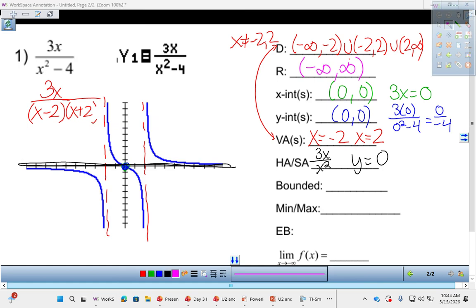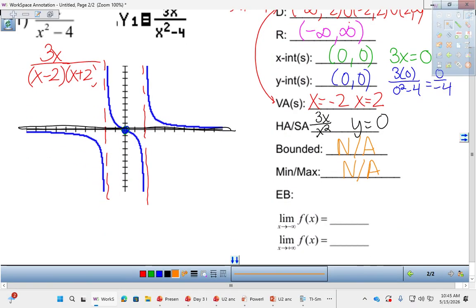There's no U-shapes here. So there's no boundedness. I would need an absolute min or max, and I need a U-shape for that. So there are none of either of those. The HA and the end behavior are a pair. So if the HA is 0, the end behavior is 0. But you can also get it by extending this graph and seeing that it's just going to continue to level off. Where is it leveling off? 0. That's why this is 0.